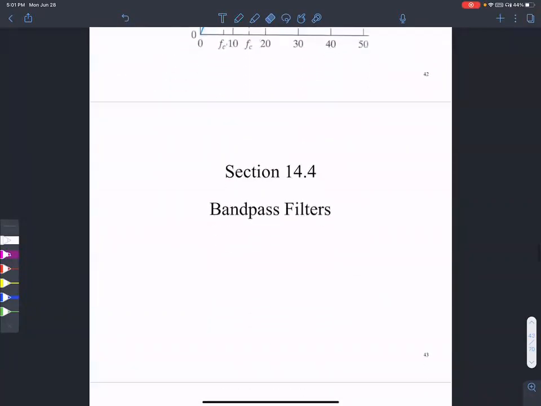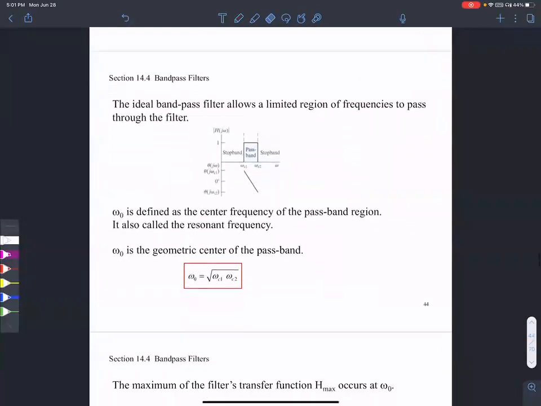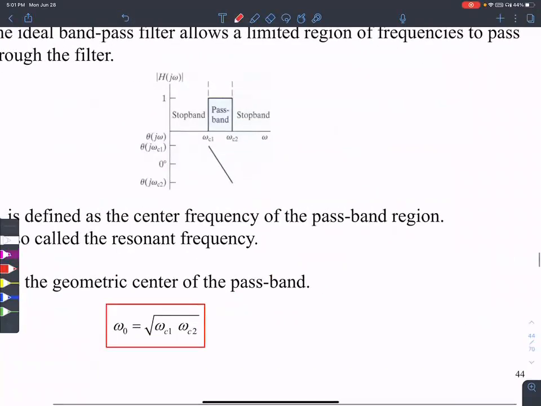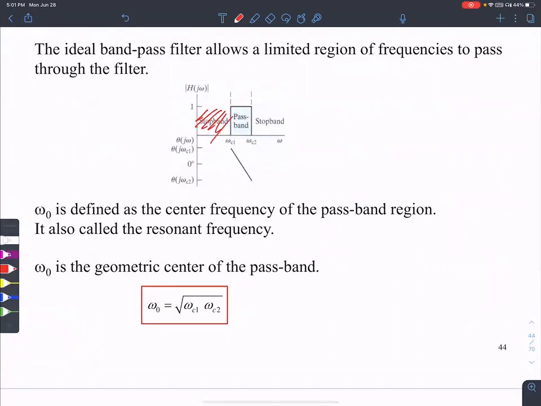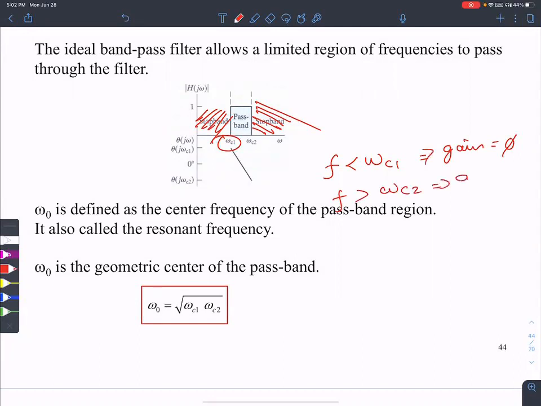So that's about high pass and low pass filters. Then there is the band pass filter, which stops everything to the left of omega C1 and everything to the right of omega C2. If the frequency is less than omega C1, then the gain or the magnitude of the transfer function would be 0. Whereas if the frequency was above omega C2, then the gain would still be 0.